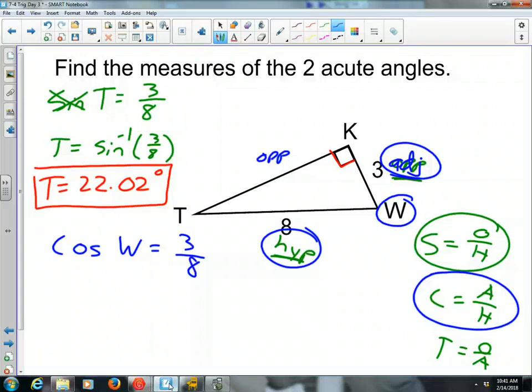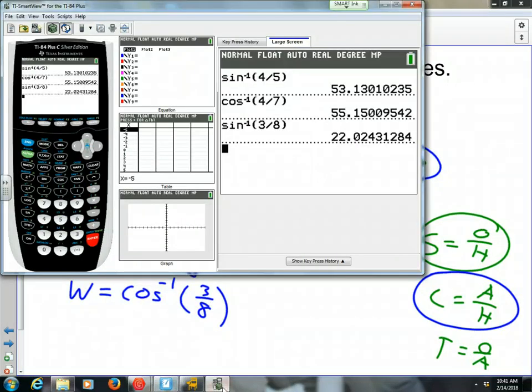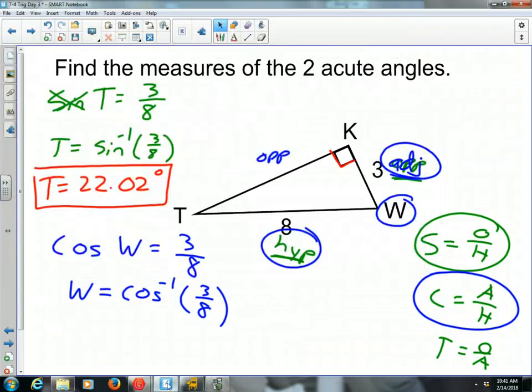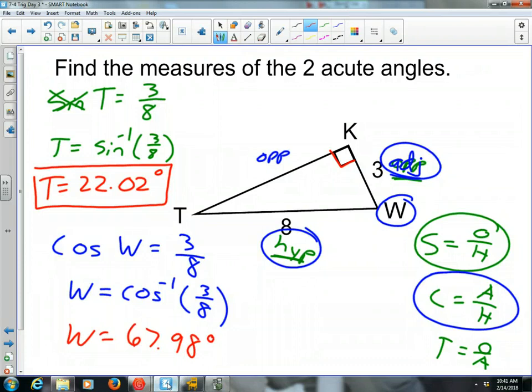So how do we find angle W? We take the inverse, of course, right? It's the inverse cosine of 3/8. Let's do that in our calculator. The inverse cosine of 3/8. Second cosine 3/8 is 67.98. W equals 67.98 degrees.